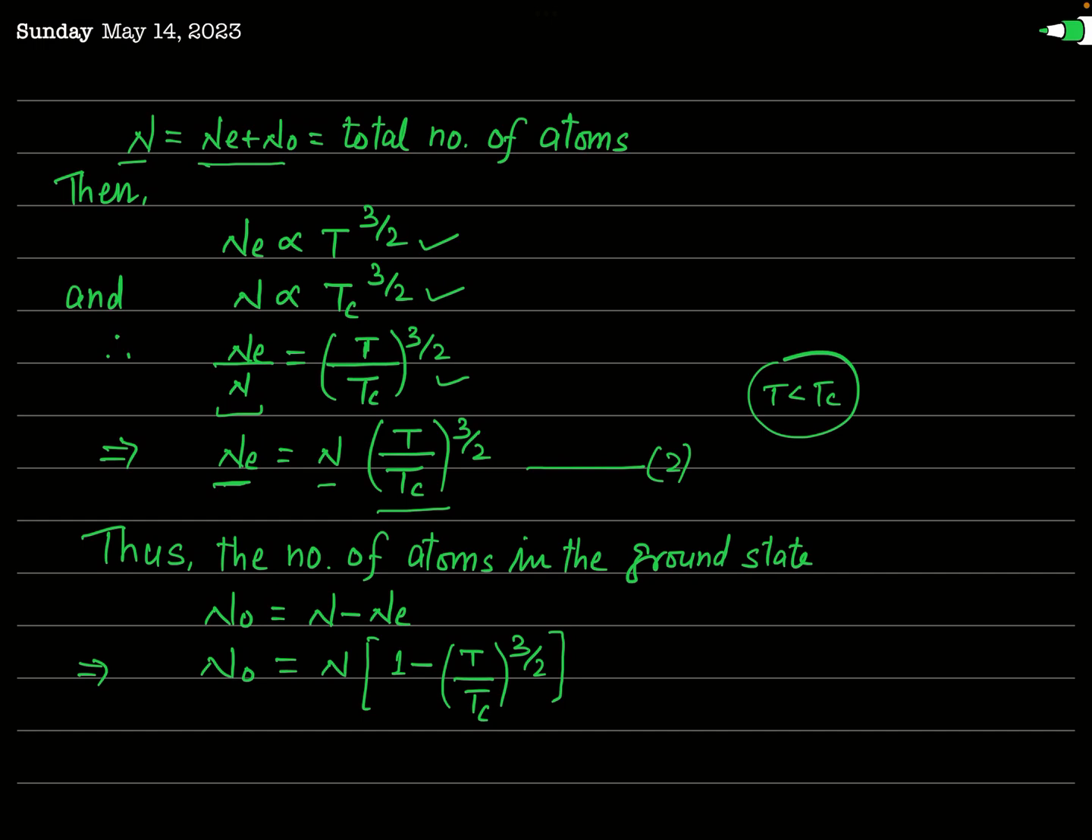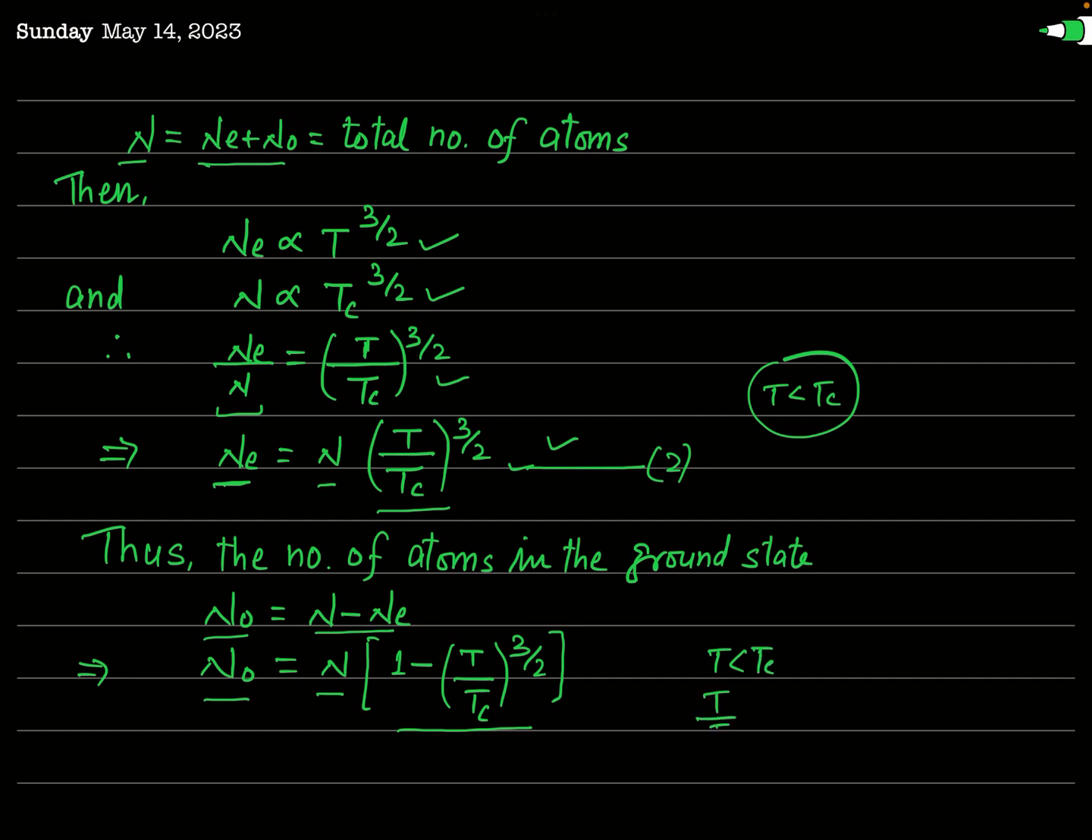Now, if you want to calculate the number of atoms in the ground state, that is, the state of zero energy, you know that N0 will be equal to N minus Ne. Substitute the value of Ne from this equation to here. So that will be N minus N into this much. You can take N as a common factor, and so N0 will be equal to N times 1 minus T by Tc, whole to the power 3 by 2.